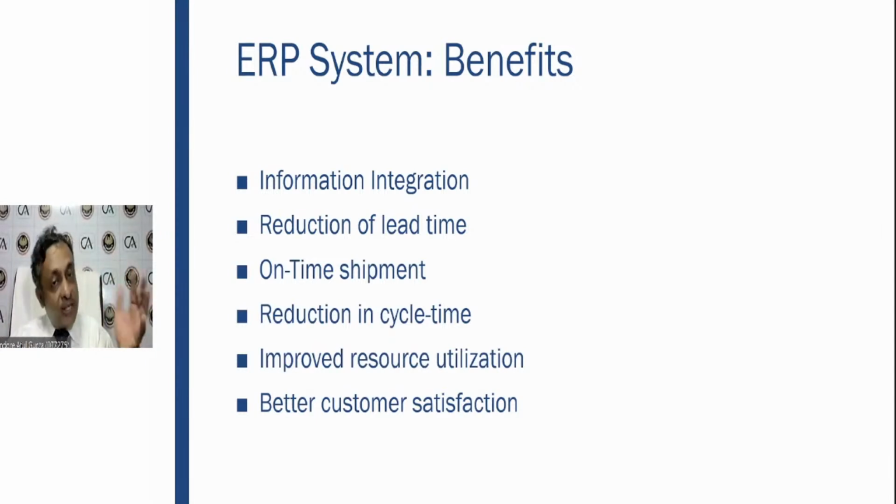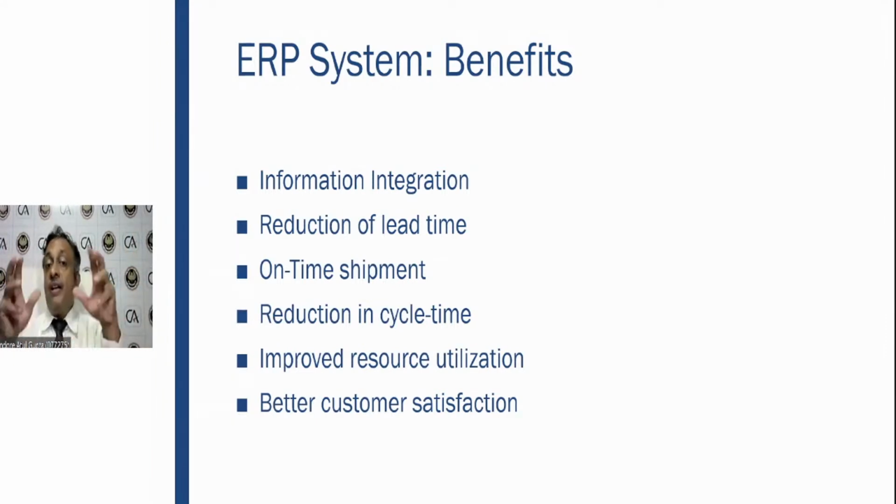Reduction in cycle time. Cycle time is the raw material to finished goods conversion cycle time, O2C, order to cash. We talked about that. Once you know the resource constraint and the requirement of the resource, based on that you can plan it. Once you have planned, that is going to help you reduce your cycle time.